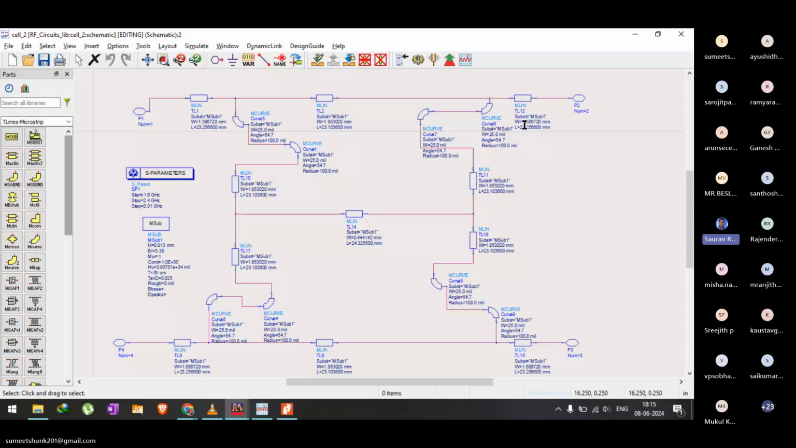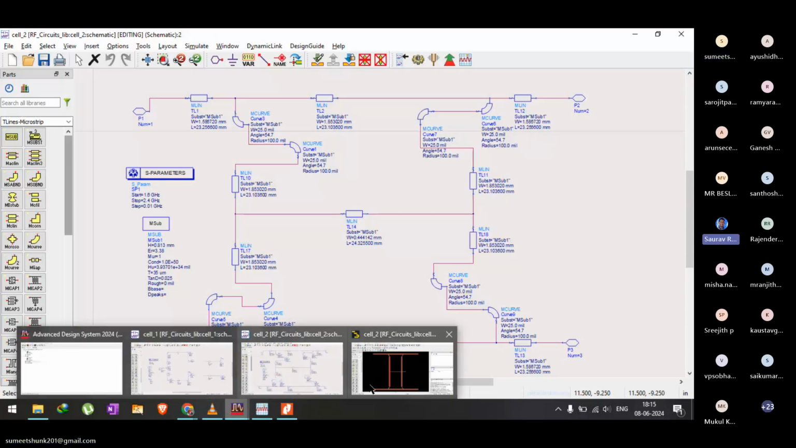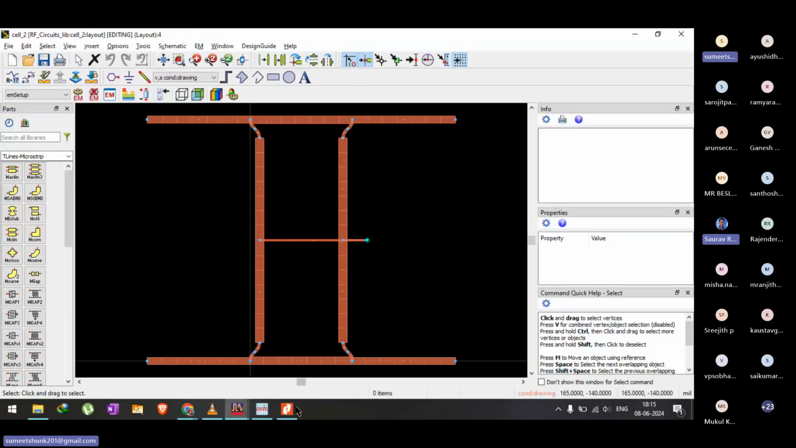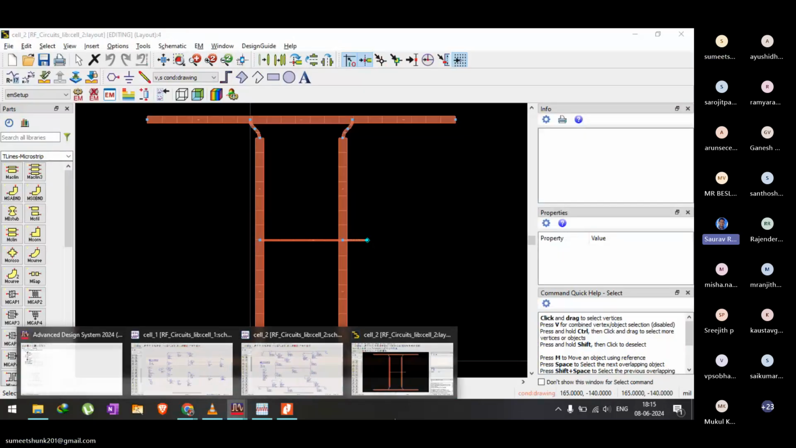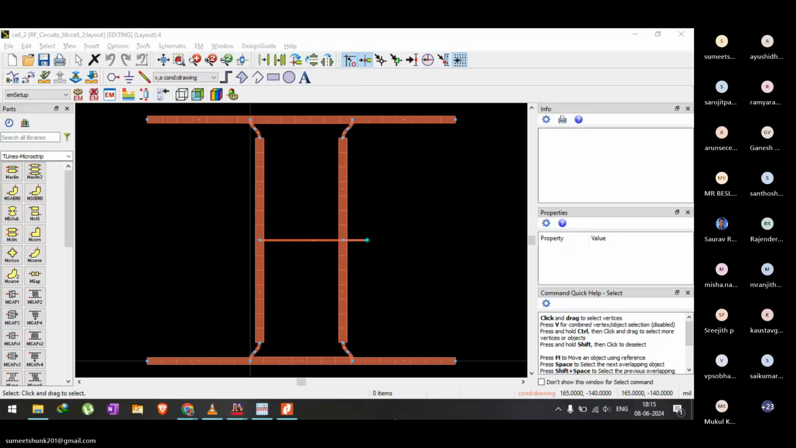Yes, the curve width has to match with the microstrip width. Yeah, then only it will go through smoothly. Okay, I think you will try it. And I will suggest you see how Ganesh has done it.